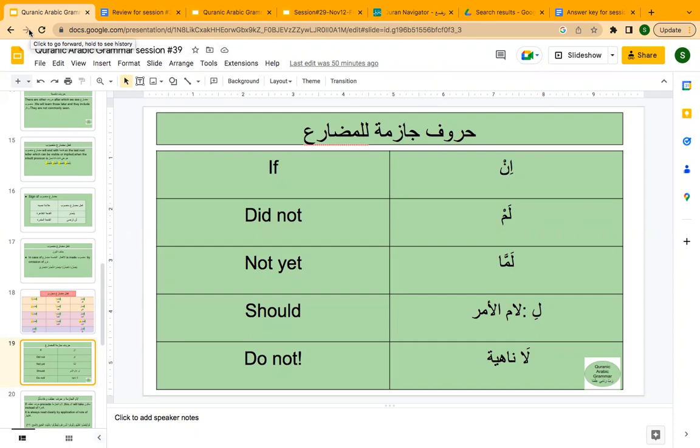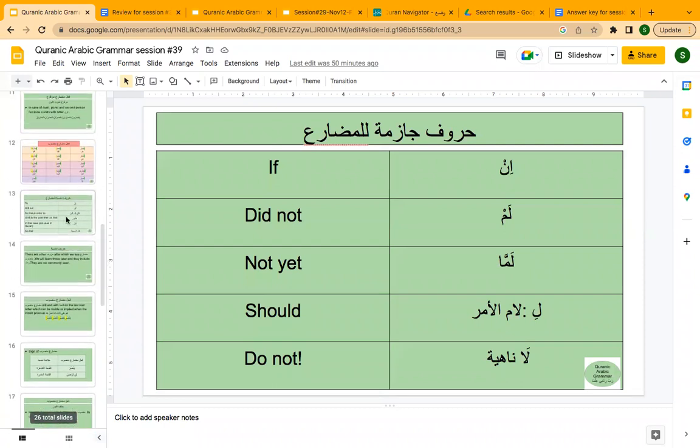Alhamdulillah, because it's very important that we memorize them, so we don't have to work so much on them when the class has already ended and is already on another topic, right? So in means if, lam means did not, lamma is going to be translated as not yet, and li is translated as should, la is translated as do not.